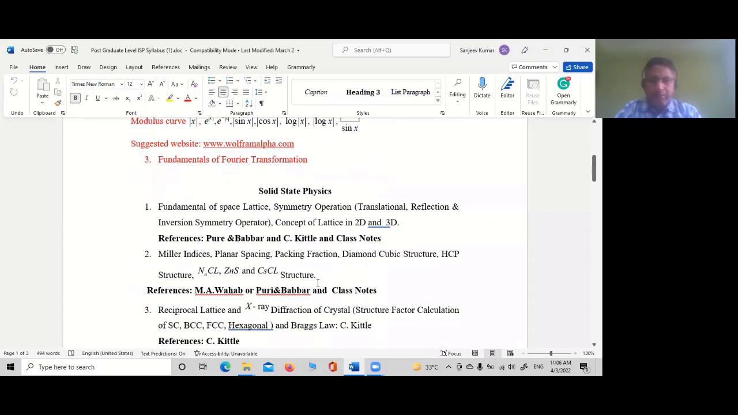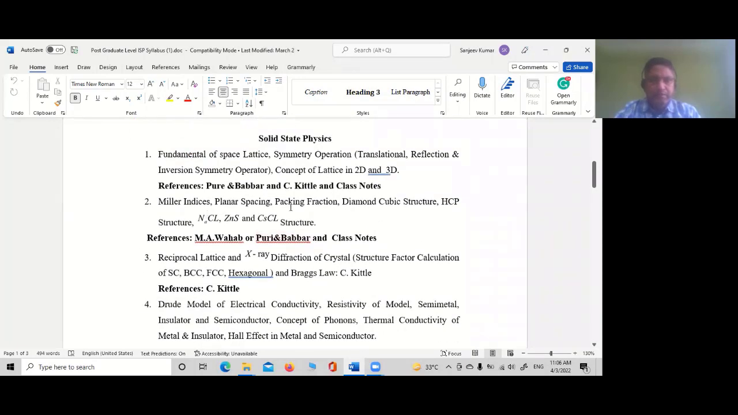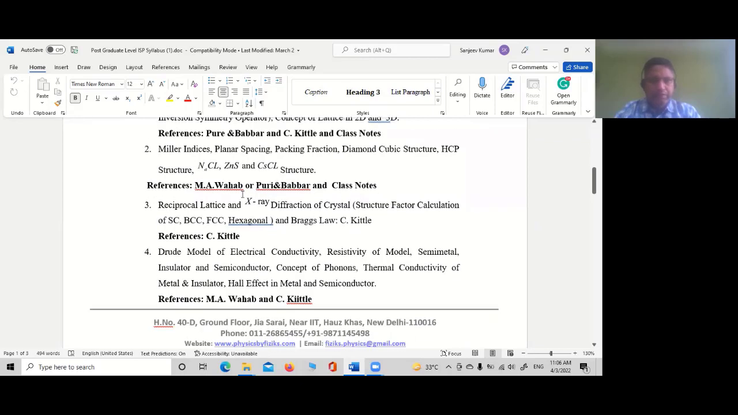Then in solid state physics: fundamentals of space lattice, symmetry operations, translation, reflection and inversion symmetry operators, concept of lattice in 2D and 3D. References are given: Puri and Babbar, Kittel, and your class notes. Then Miller indices, planar spacing, packing fraction, diamond cubic structure, HCP structure, NaCl, ZnS, and CsCl structures. References you can go through: M.A. Wahab, Puri and Babbar, and class notes.